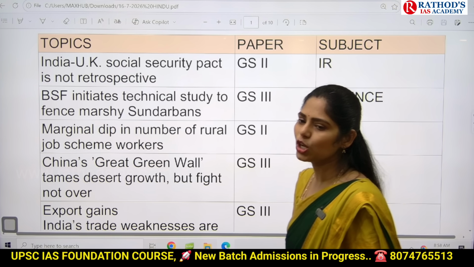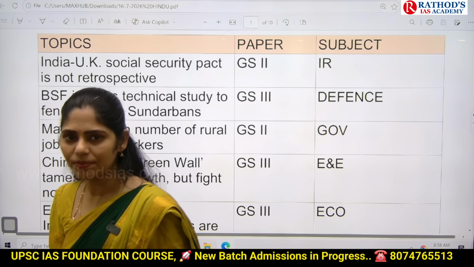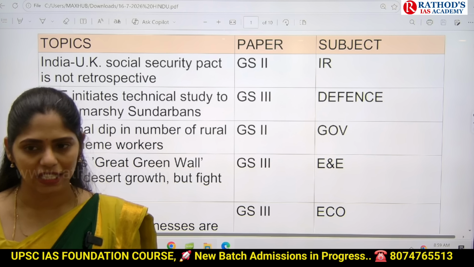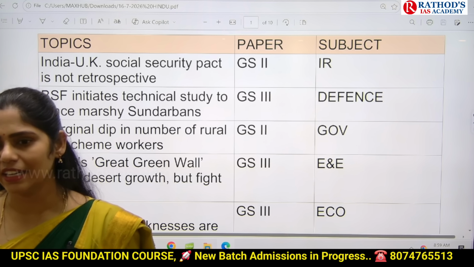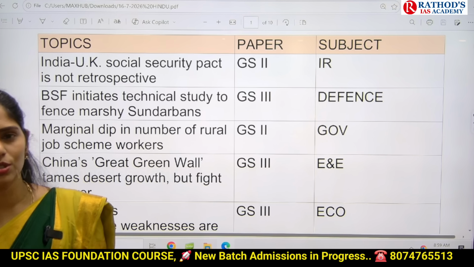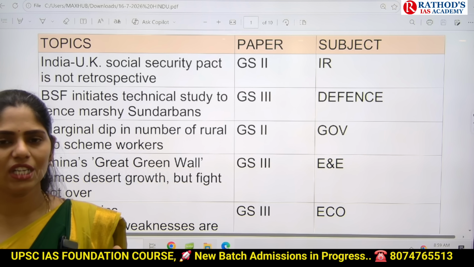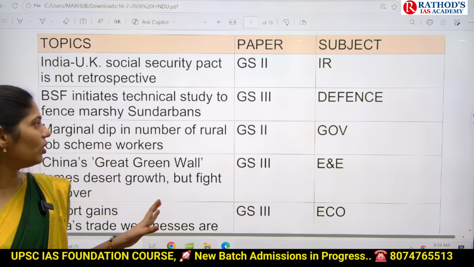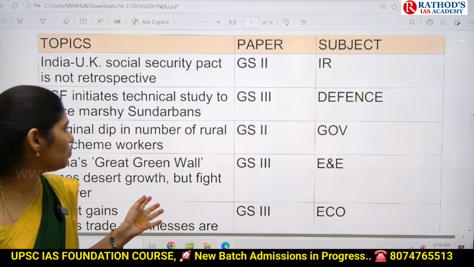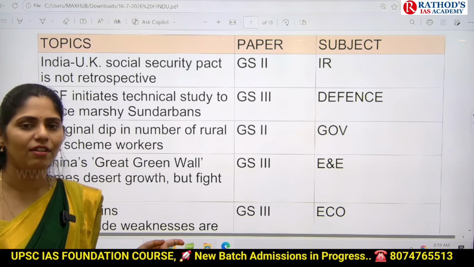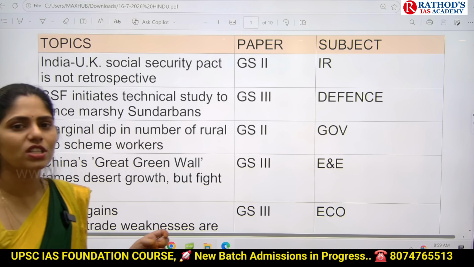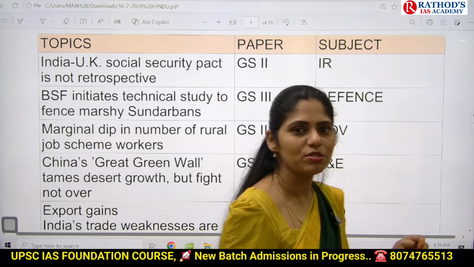And the next topic is BSF initiates technical study to fence marshy Sundarbans. This article is talking about the India-Bangladesh border, and now we are trying to use natural borders across India and Bangladesh because of terrain related challenges. They are thinking about whether we can use the Sundarbans as a border between India and Bangladesh or not. So you have to know about Sundarbans, about BSF, and why our government is trying to have a natural fence.